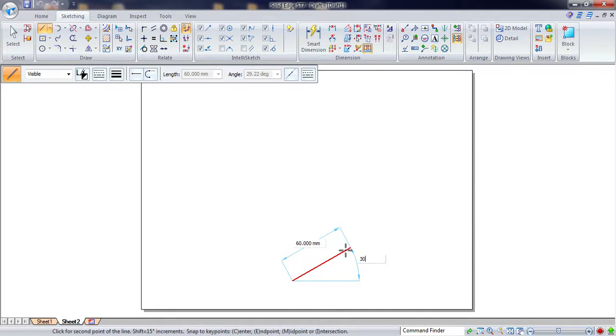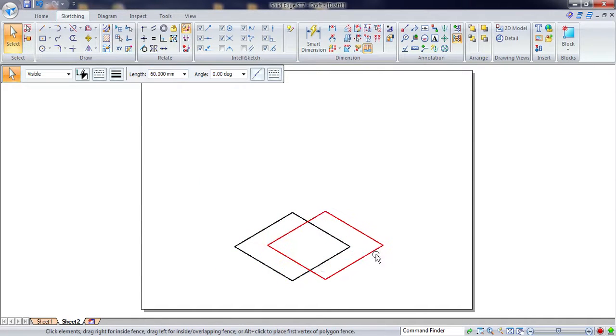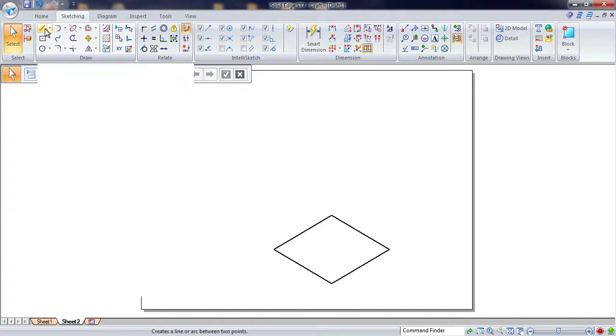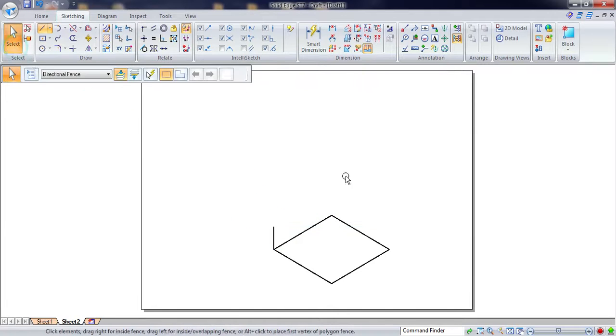First angle 30 degrees, 60 mm. Second angle will be 150, again 60. Next angle will be minus 150, and the last will be 60 at minus 30. So this forms the base of the square block. Next, in the problem they have given a height of 20 mm, so 20, and the angle will be 90 degrees because we need a vertical line.